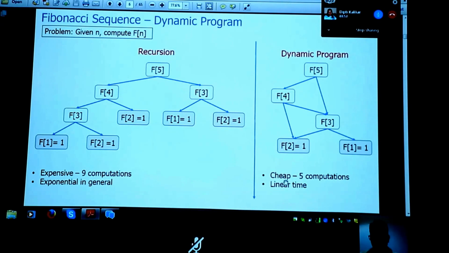So in this example, you'll just need 5 computations to get this done. There are only 5 nodes in this DAG. In general, this will only take linear time, right? There will be only one node per index: f1, f2, f3 each will appear only once in this DAG. So it's a linear time process. Okay, so I hope this is easy.